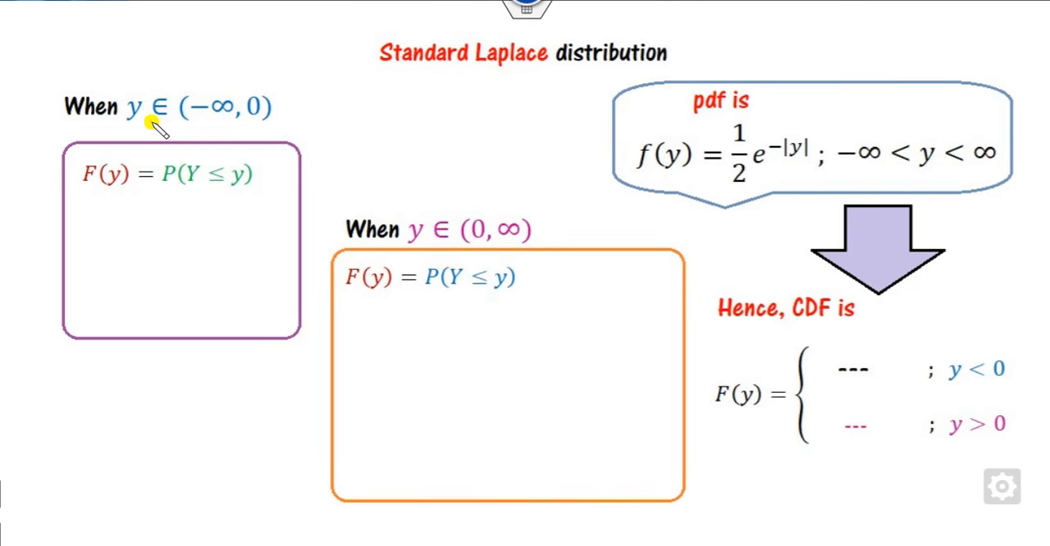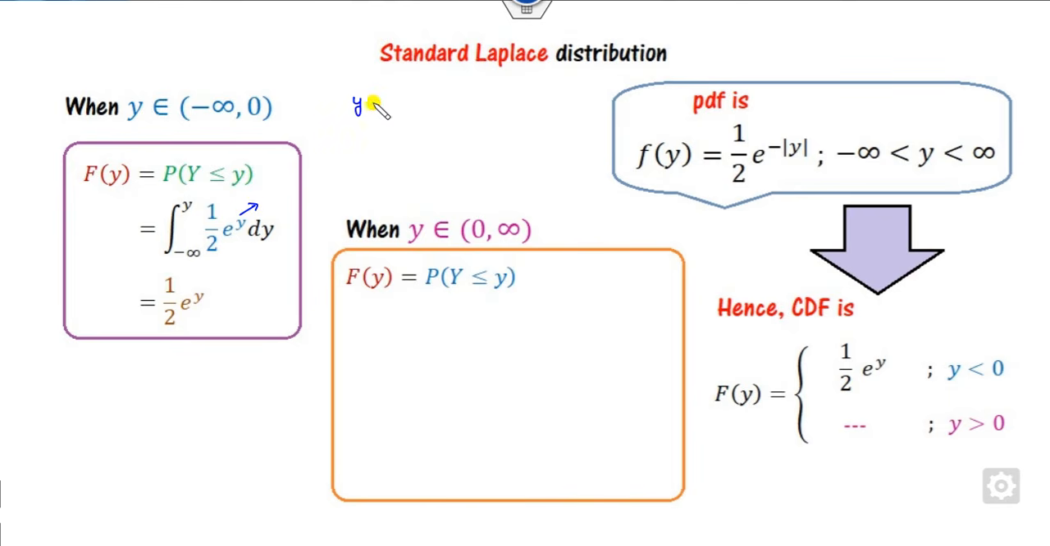The first domain is whenever y is less than 0. The CDF definition is here. You can write it this way, integrating this function up to y. What is the value of this whenever y lies between minus infinity and 0? This is nothing but e raised to power y, because whenever y is less than 0, the density is e raised to power y. After the integration you will get this answer.